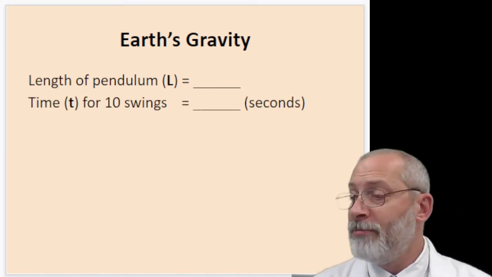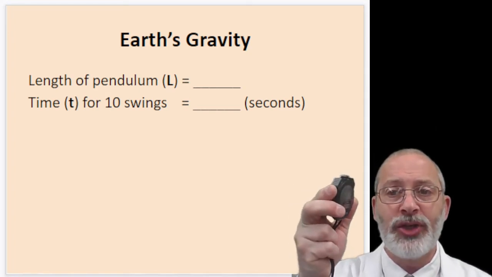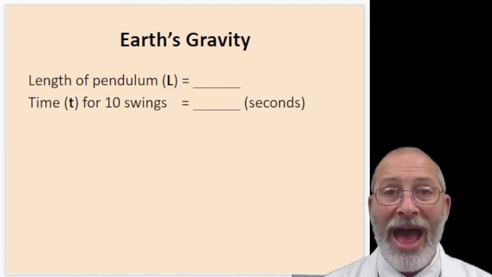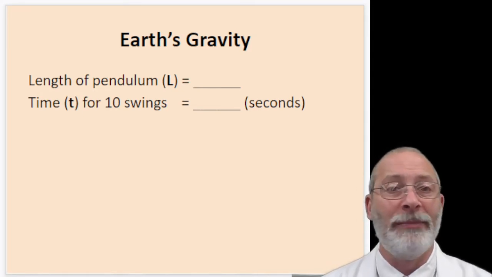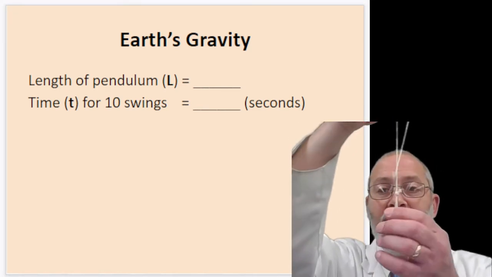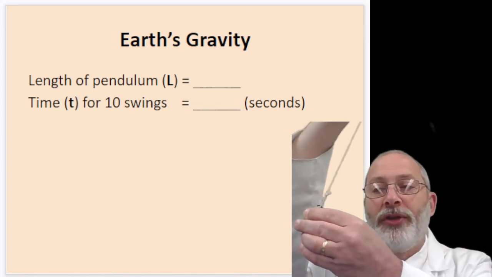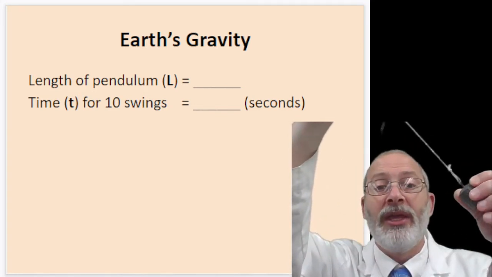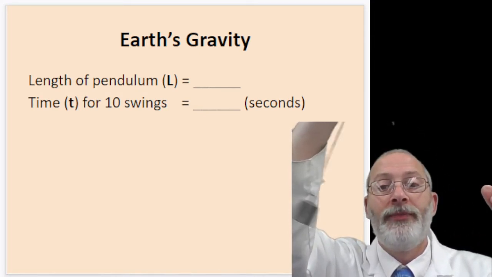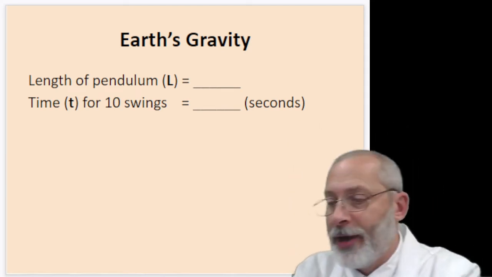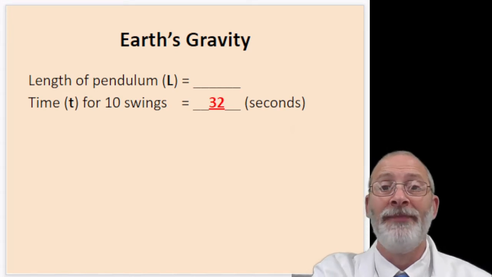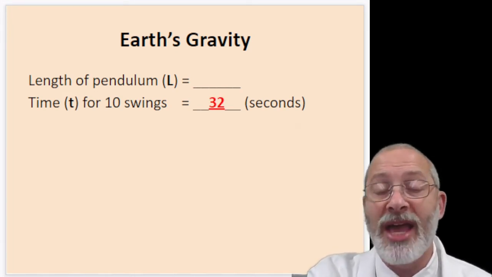Next, we're going to measure the time it takes using a stopwatch. We're going to measure the time it takes to swing back and forth 10 times. That'll just make our math easier. So a full swing is back and forth. That's one full swing. So 1, 2, 3, etc. So the time it takes our ginormous pendulum to swing 10 times is 32 seconds.